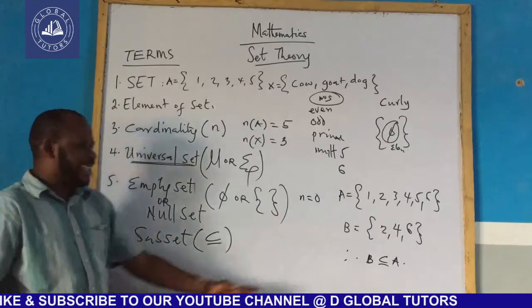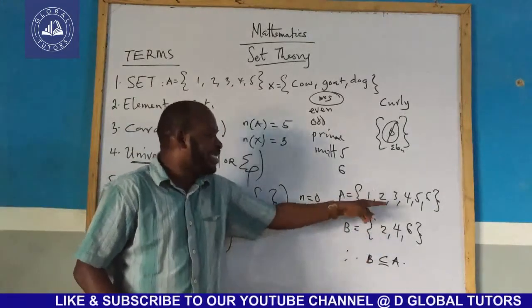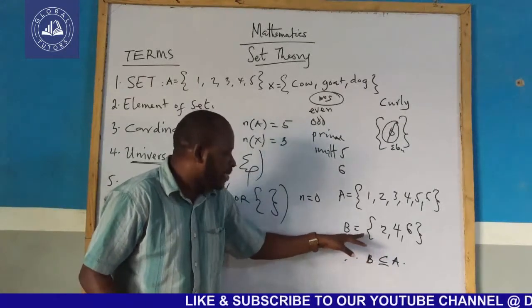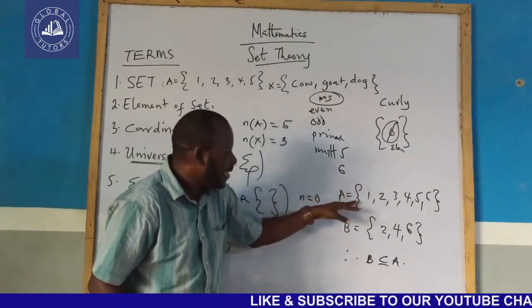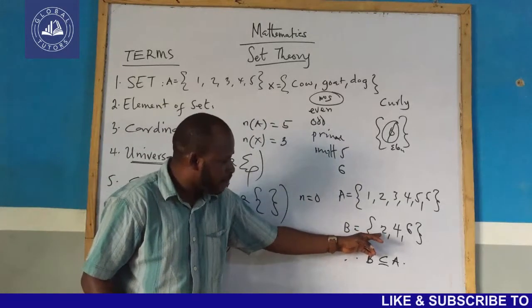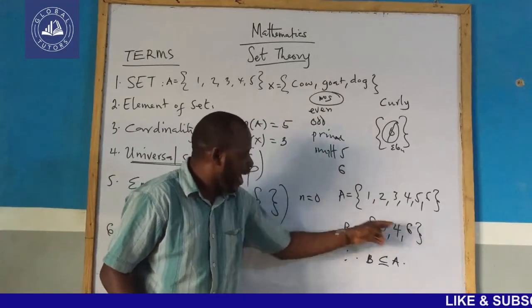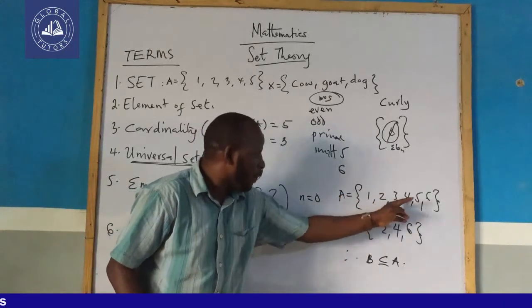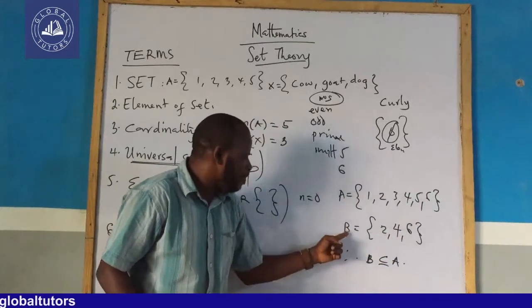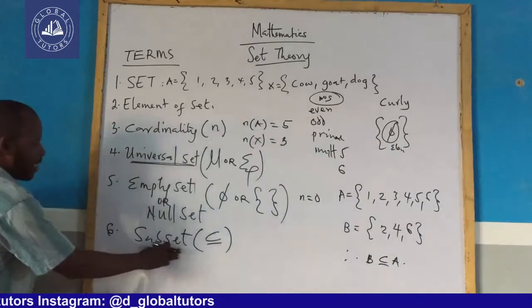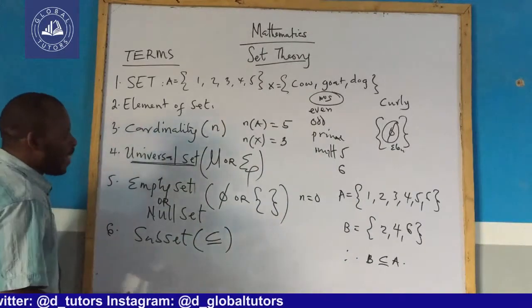Meaning, a subset is a set that is contained in another set. That is, the elements of that set are contained in another set. In this illustration, you'll see that the elements 2, 4, 6 are also present in set A. So, meaning B is a subset of A. That is the meaning of subset.